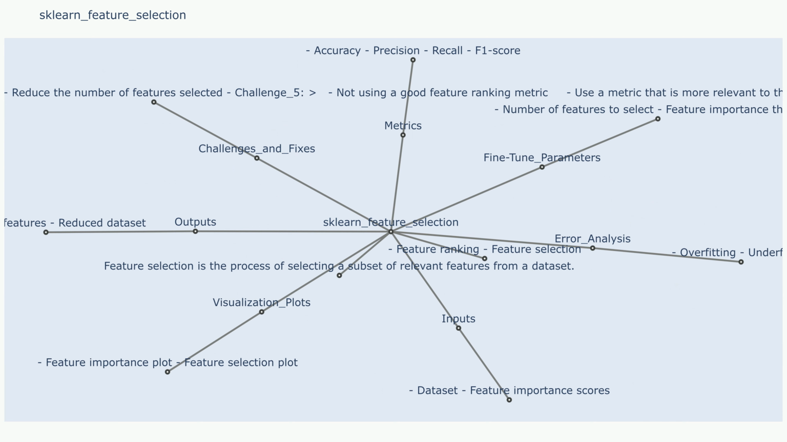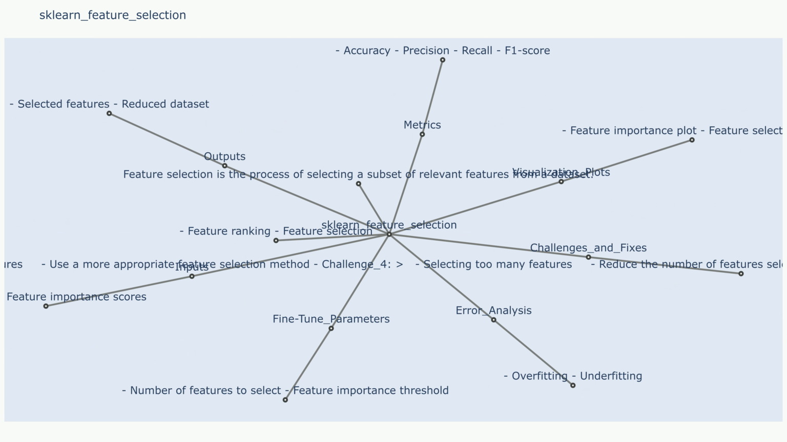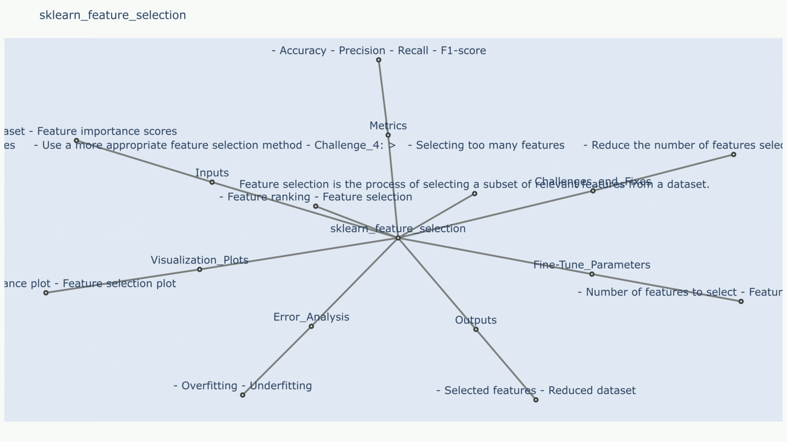Challenge 2: selecting features that are not truly relevant or are redundant. Sample use case that resulted in challenge 2: selecting features that are highly correlated with each other, leading to redundancy and potential overfitting. Fixes to challenge 2: examine the correlation matrix of features to identify and remove highly correlated features. Use feature selection methods that explicitly account for feature dependencies, such as recursive feature elimination (RFE).